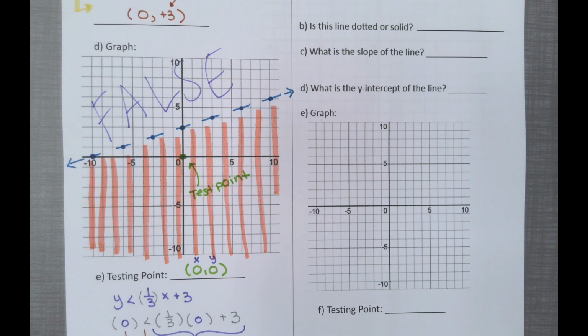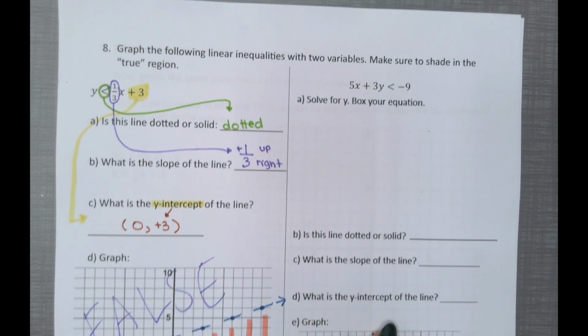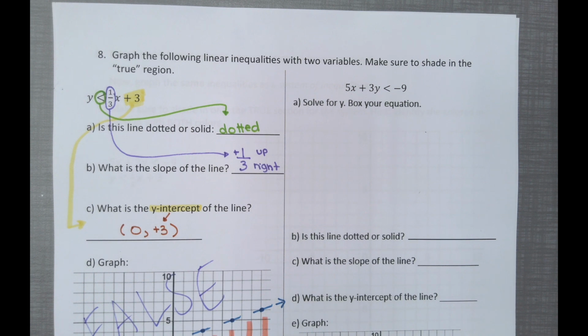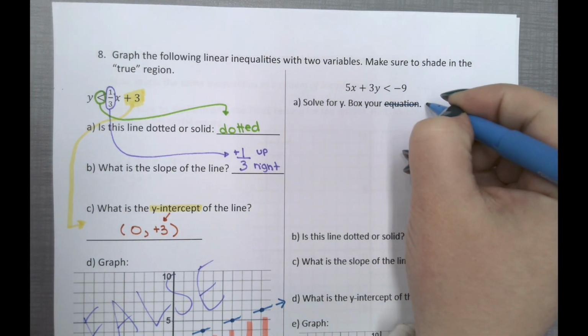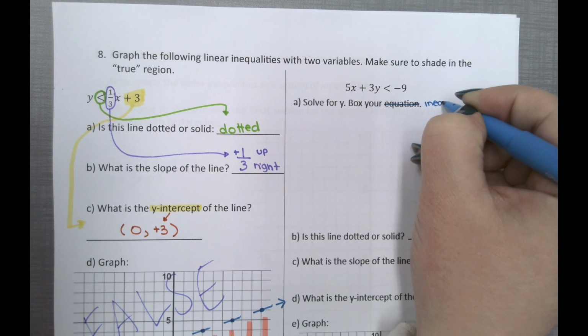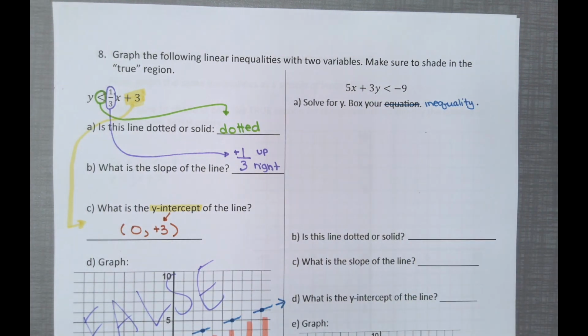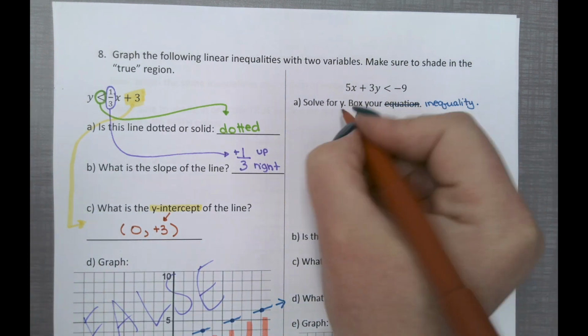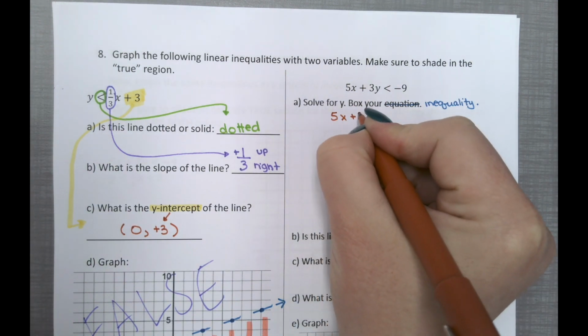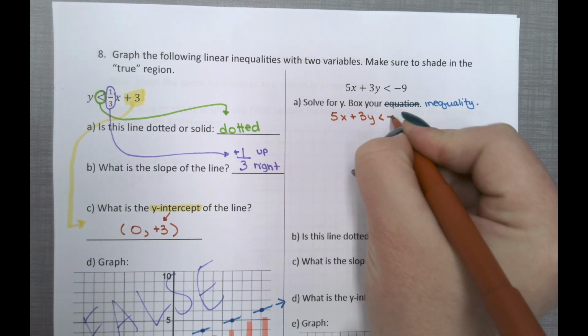Okay, moving on to 8b. This one is saying solve for y, box your equation. So notice that the equation, that's a typo. Shame on me. That's not an equation. Inequality. Inequality. That was weird. All right, so let's go ahead and solve for y. We are going to copy down our inequality, not the equation, inequality.